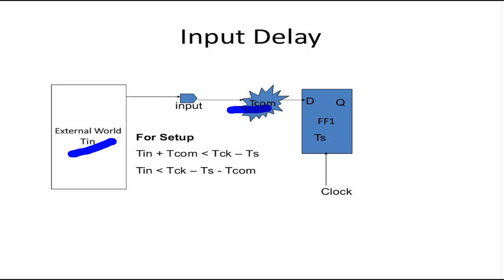Now what I am doing here is rearranging the equation in such a manner that on the left hand side I'll keep what I need to evaluate, what I need to estimate. I need to estimate the input delay part. So I'll keep Tin, which is external to our world, on the left side. On the right side, I'll keep all that which is internal to our chip and known. So Tcom, Tck and Ts are all internal to my design and are known to me. So Tin is less than Tck minus Ts minus Tcom.